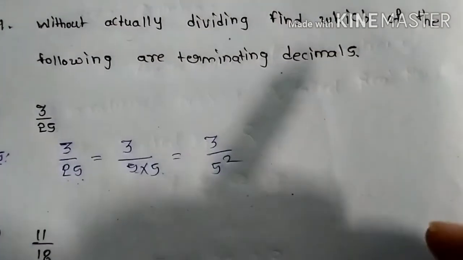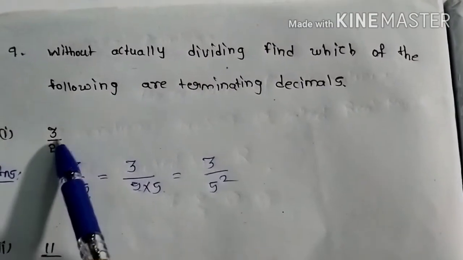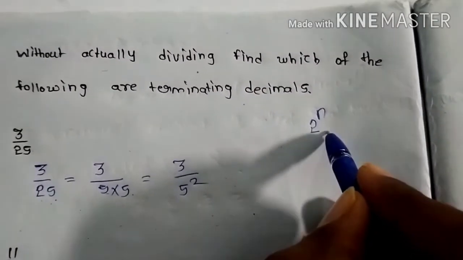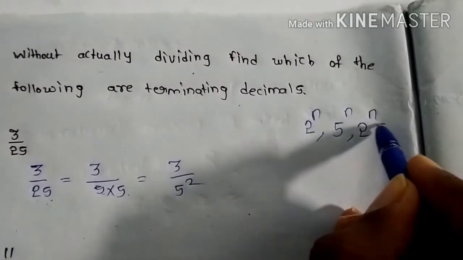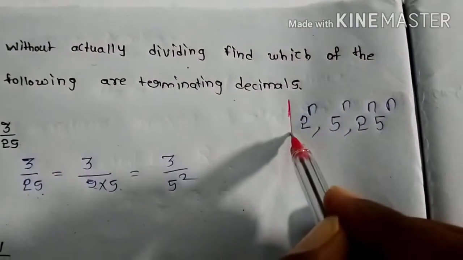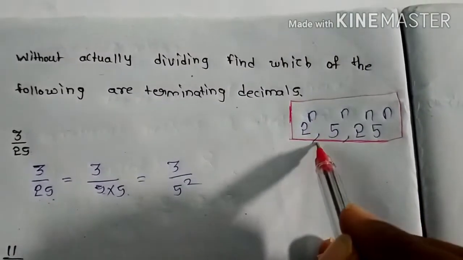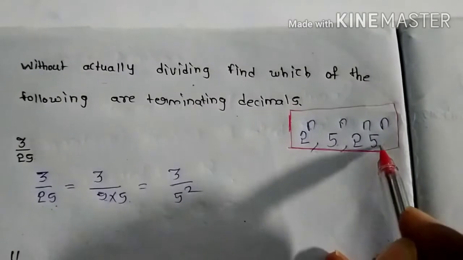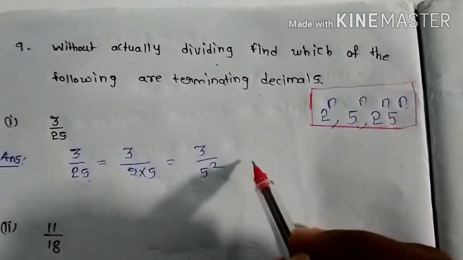So I will write 5 into 5, which means 5 square. You need to remember here, for any rational number, if the denominator is expressed in the form of 2 power n or 5 power n, or the combination of 2 power n and 5 power n, then the rational number is a terminating decimal.